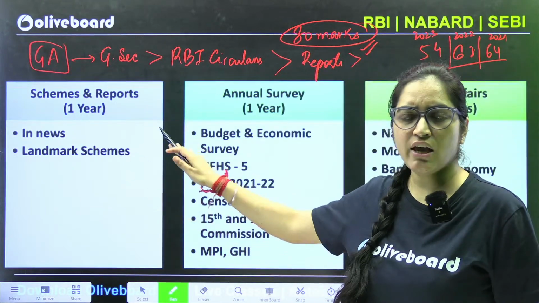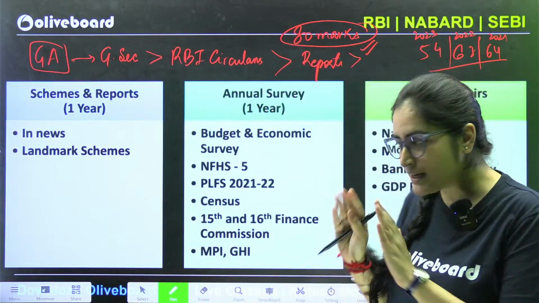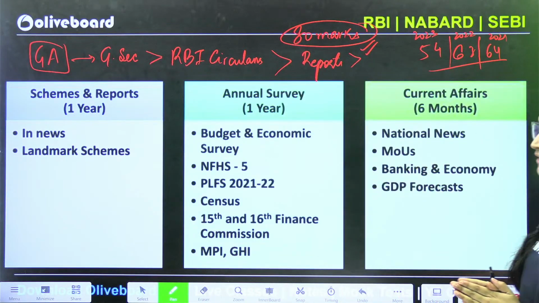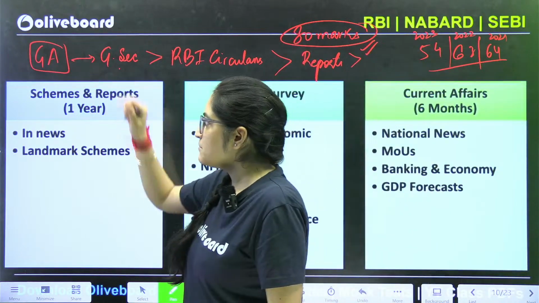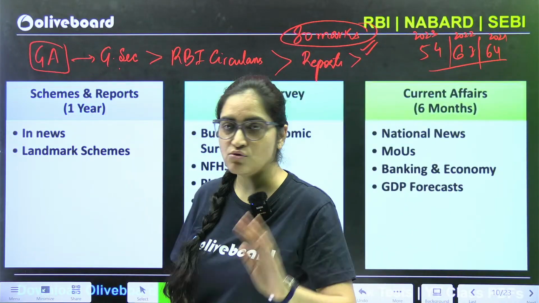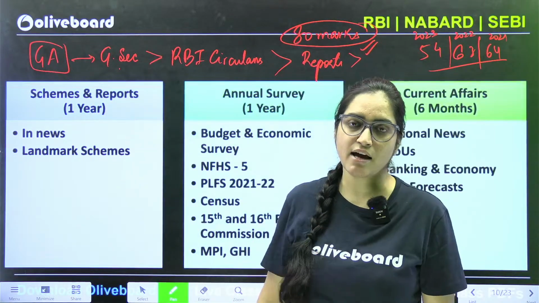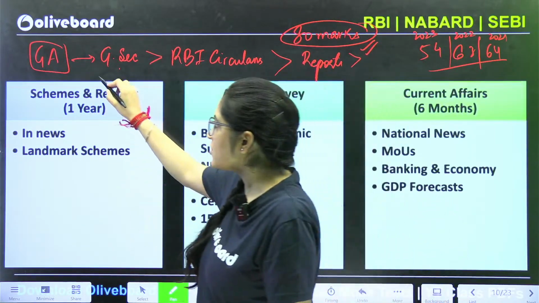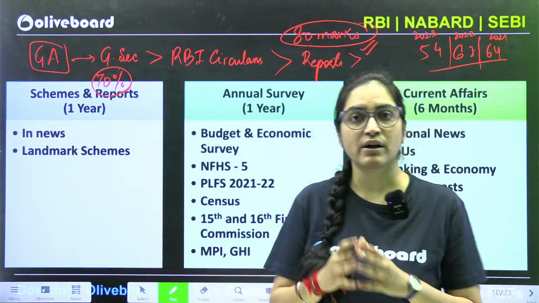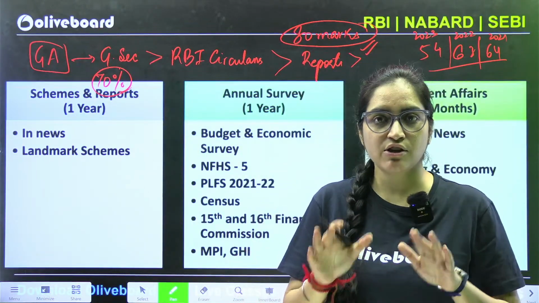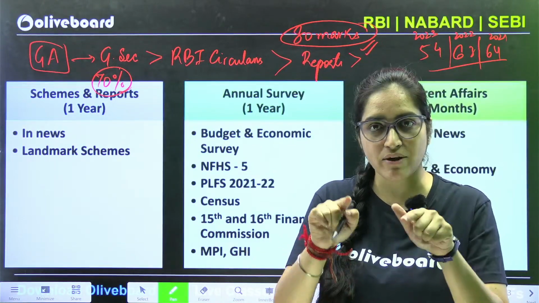Not only this GA will be helpful in your phase 1, but also the next segment, which is your phase 2. But let's focus on phase 1 only over here. So what all you have to read? From the government scheme section, be it your phase 1, be it your phase 2, schemes and reports that were in news from the last 1 year have to be read. Close to 70 to 80% questions were there from the current events with respect to the government schemes. Whatever government scheme was there in the news in the last 1 year, the questions were from there itself.